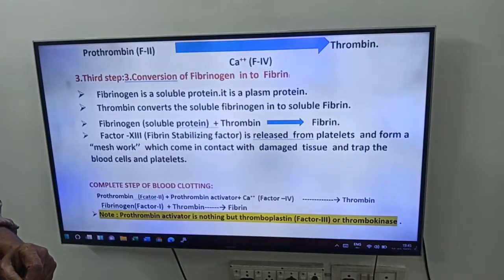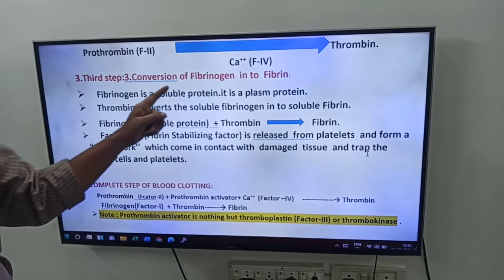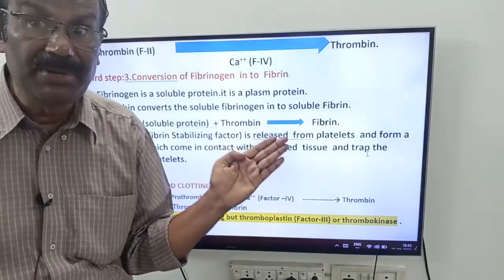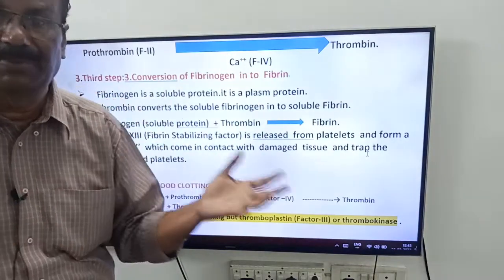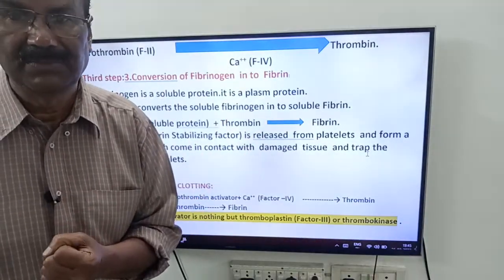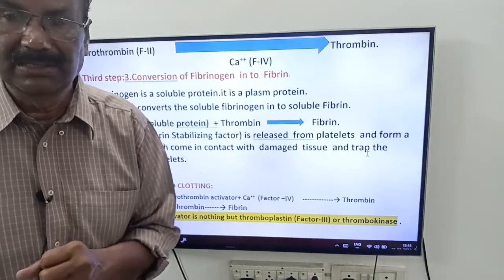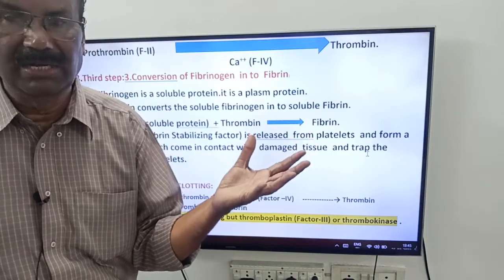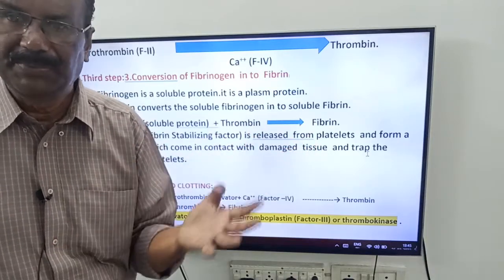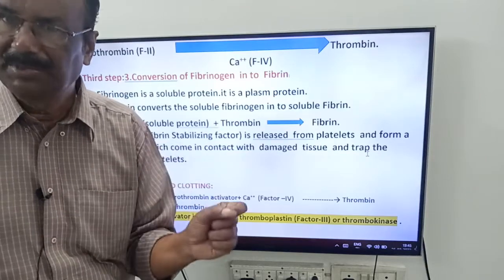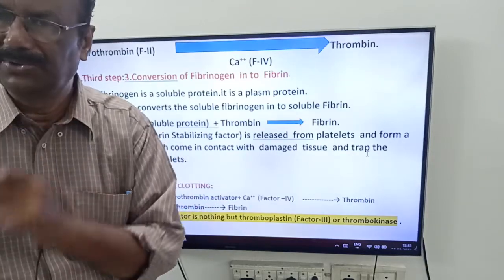What is the third step? Conversion of fibrinogen into fibrin. Friends, you know fibrinogen. Fibrinogen is a plasma protein. It is a soluble protein, present in the blood plasma, and it helps in blood clotting. Already you read about fibrinogen in your first year, in the plasma proteins: albumins, globulins and fibrinogen.